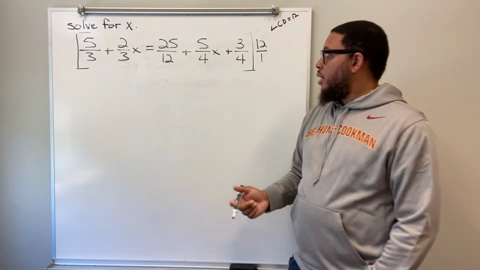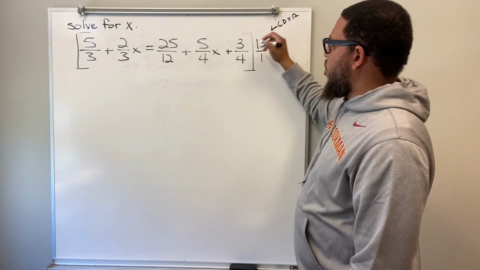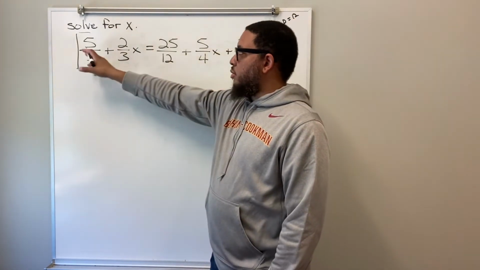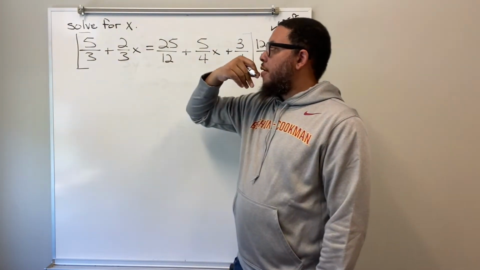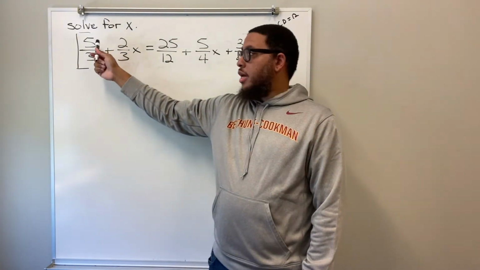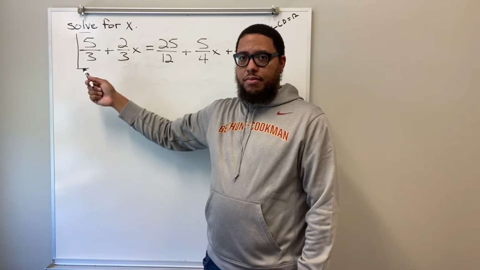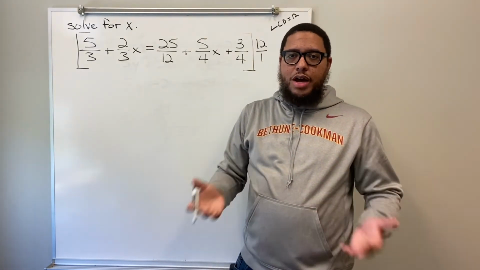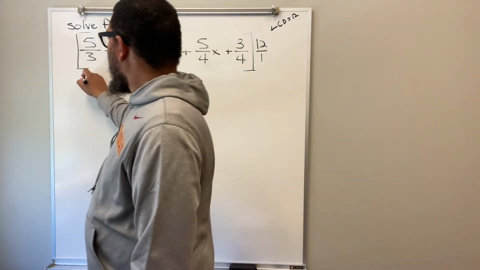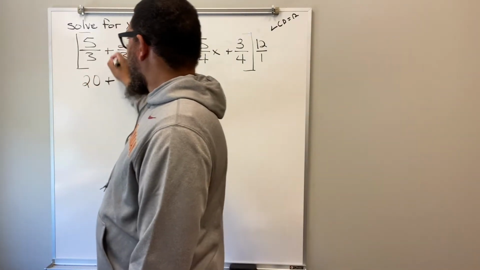All right? So let's distribute the 12 to each term. I'm going to start from the far left though. So 12 times 5/3. I'm going to multiply the 12 by the 5 and get 60. And then I'm going to have 60 over 3. But 60 over 3 is 60 divided by 3. 60 divided by 3 is just 20. So I write 20 down. Boom. Then I write my plus sign.